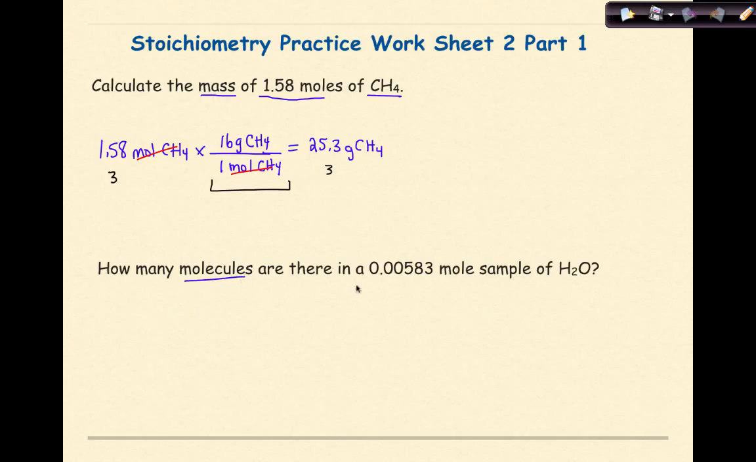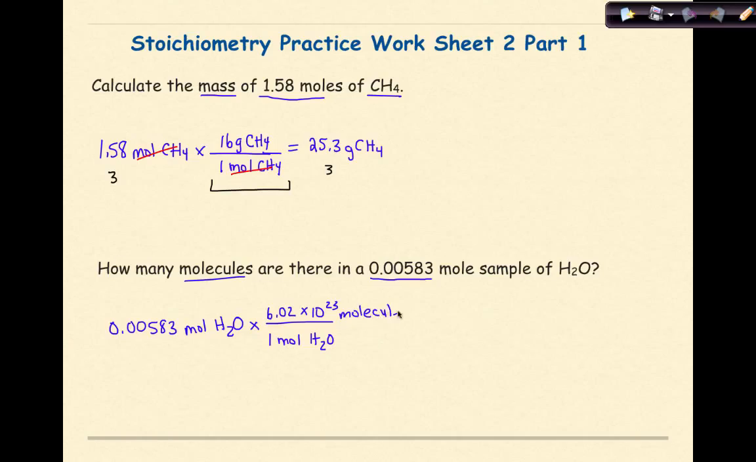How many molecules are there in a 0.00583 mole sample of water? I want to write down my given first. 0.00583 moles of water. Now, remember, multiplication sign and a line. If you see the word molecules or ions or atoms or formula units, you should be thinking of Avogadro's number. I know that 1 mole of anything, and in this case, it's moles of water, is equal to 6.02 times 10 to the 23rd molecules of water.